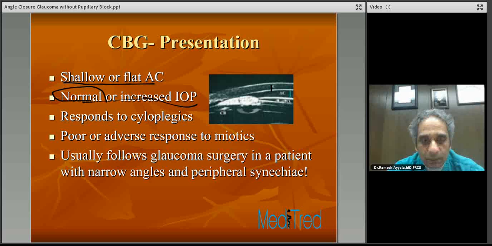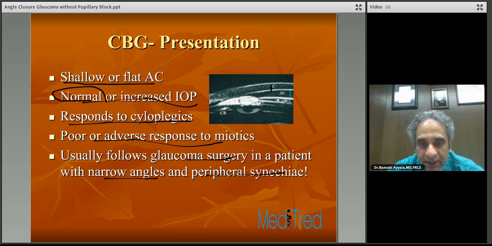It responds to cycloplegics and gets worse when you use pilocarpine. Poor or adverse response to miotics usually follows glaucoma surgery, as I mentioned, in a patient with narrow angles, peripheral synechial formation, and a hyperope. So if you have a hyperopic patient with narrow angles and peripheral synechiae present, take care to anticipate malignant glaucoma. Take certain precautions. So, what precautions do you want to take? If you want to do a trabeculectomy in these patients, you want to use tight sutures. You don't want too much fluid to come out, and you wait for about a month or two for the bleb fibrosis to occur to some degree before you cut one suture at a time.